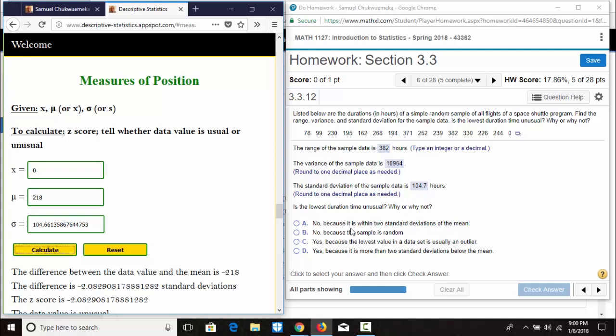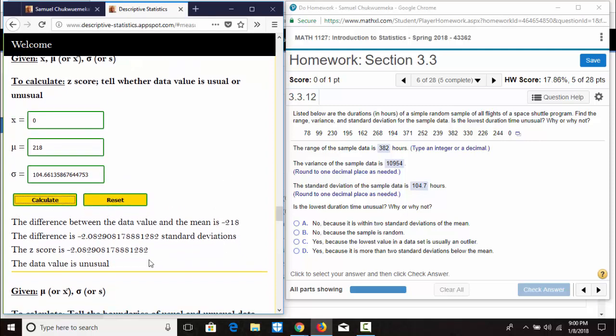So A, no, because it is within 2 standard deviations of the mean. You eliminate A. That is not the answer. B, no. The data value is unusual, period. So eliminate A and B. Okay, the data value is unusual.